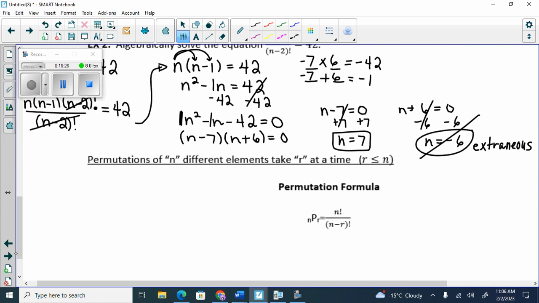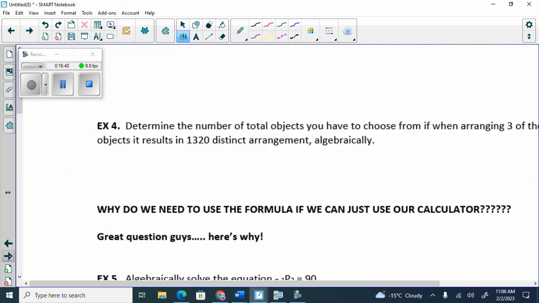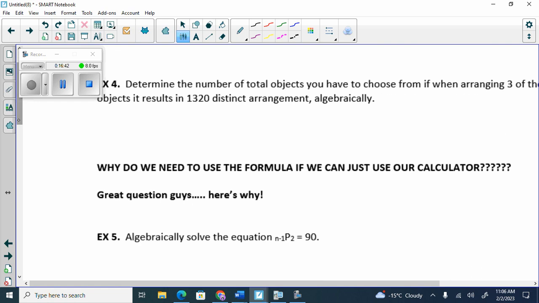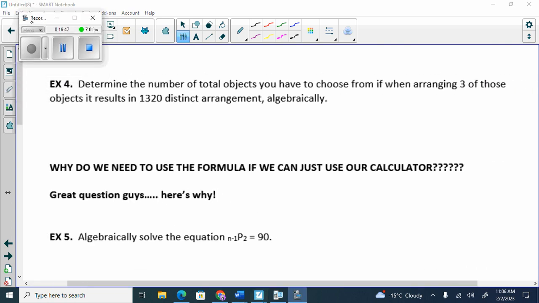Okay, then we have the permutation formula. It's nPr equals n factorial over n minus r factorial, which looks a heck of a lot like this. N factorial over n minus r factorial, right? Same formula. So, if we go over one, this is why we're learning it. Because we get stuff like this. Determine the number of total objects you have to choose from when arranging. Arranging means permutation, which is what we're going to start doing tomorrow. It's telling me order matters, so it's a permutation.